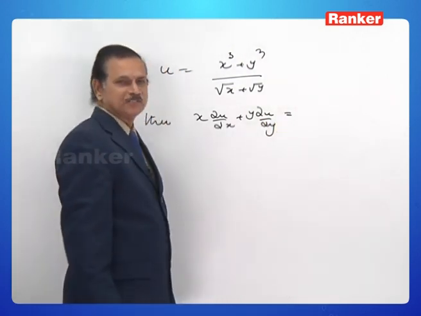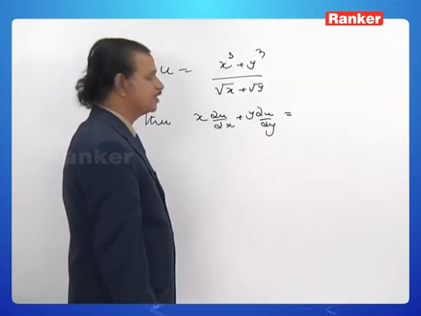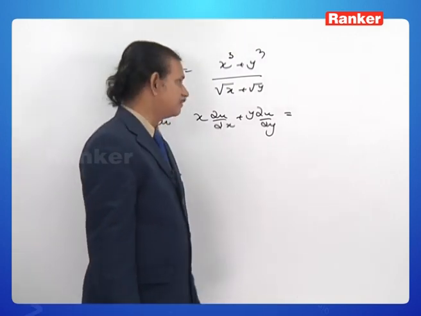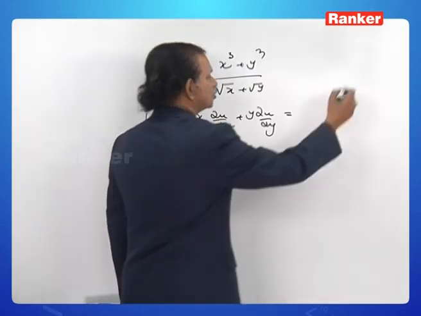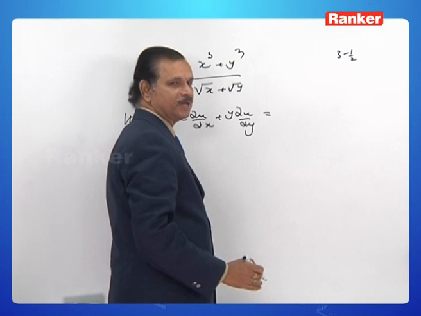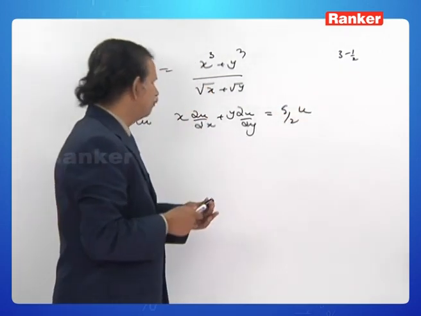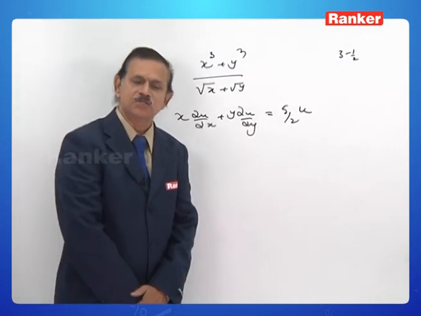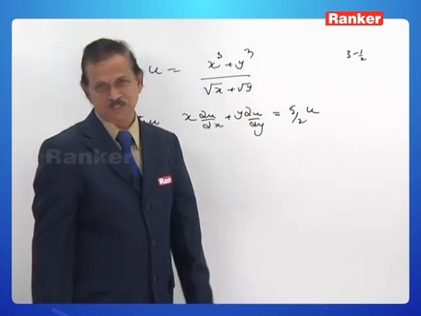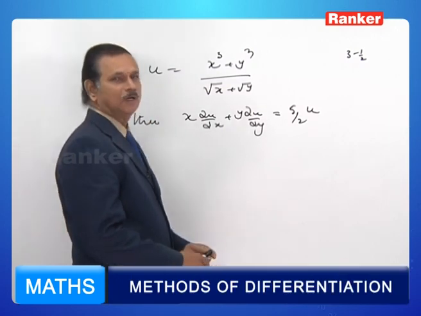Then x dou u by dou x plus y dou u by dou y is equal to, you first of all calculate the degree of that expression. First of all, the numerator is of third degree, the denominator is of degree half. So u is a homogeneous function of degree 3 minus half, it is 2 and half, which is 5 by 2. Hence the answer is 5 by 2 into u. Why do you believe that it is homogeneous? Because the numerator is third degree, the denominator half degree. Therefore it is homogeneous and the answer is 5 by 2 into u.